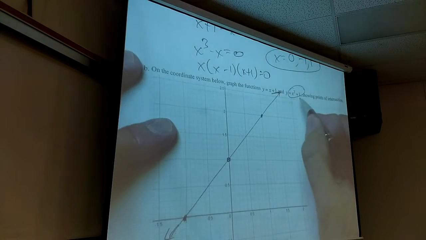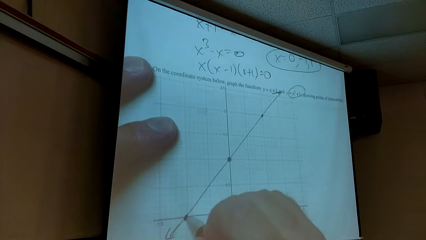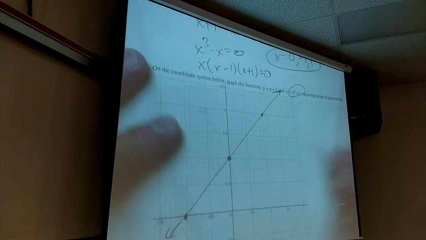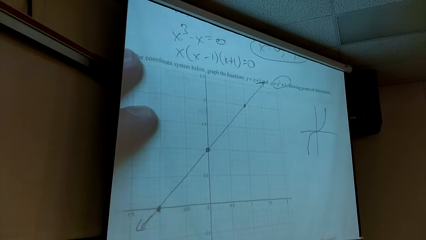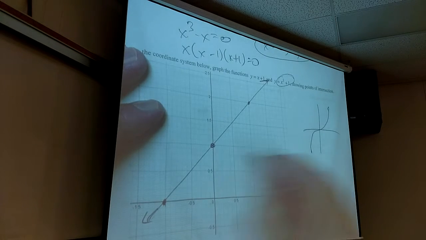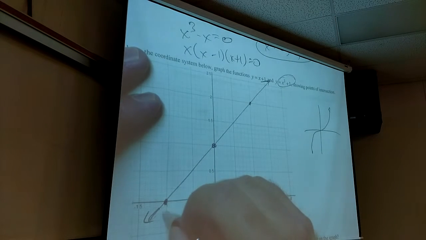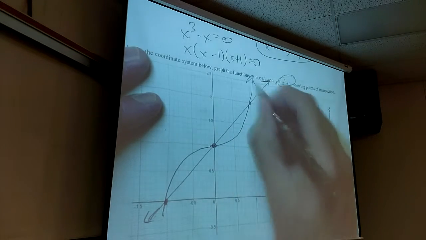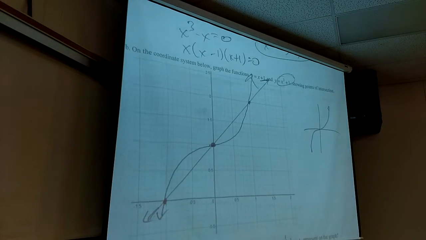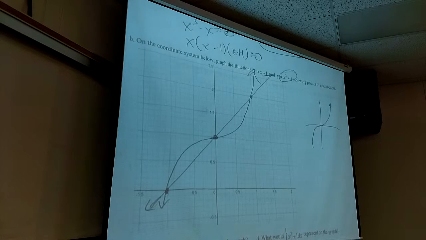So it meets here. So I know it's here. And what's a cubic do? A cubic does this kind of thing, right? So it's going to do that same thing, but now it's going to go through here instead of the origin. So it's going to go up and over, and then it's going to go here. Is that perfect? No. That's fine. I'm showing the points of intersection. I got the shape, and I've got the important thing.